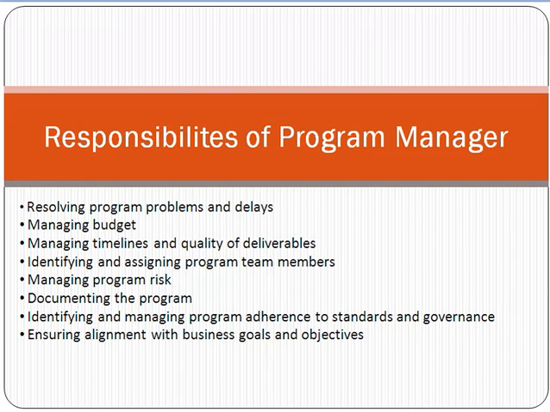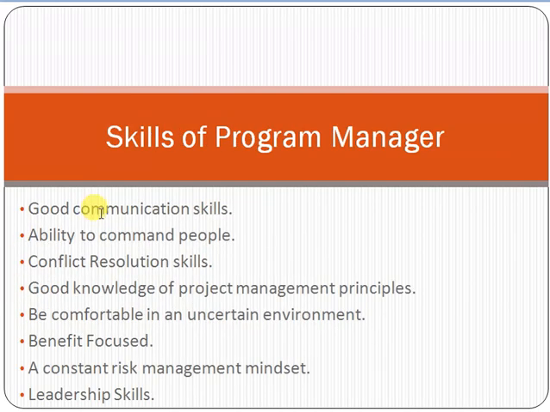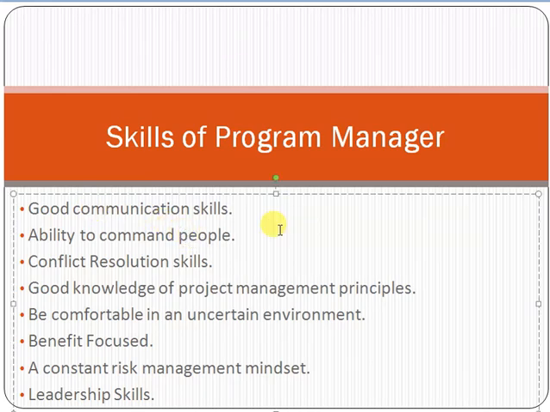Now we will see what are the activities and skills required for a program manager. He should be good in communication, written or verbal, with the ability to command people. People management skills should be very good. Conflict resolution, if there is any conflict, he should have good skills. Good knowledge of project management. Be comfortable in an uncertain environment, meaning that if there is any pressure situation, he should be calm, take the responsibility and take decisions accordingly. Benefit focus: he should be focused on the company benefits, like company goals.